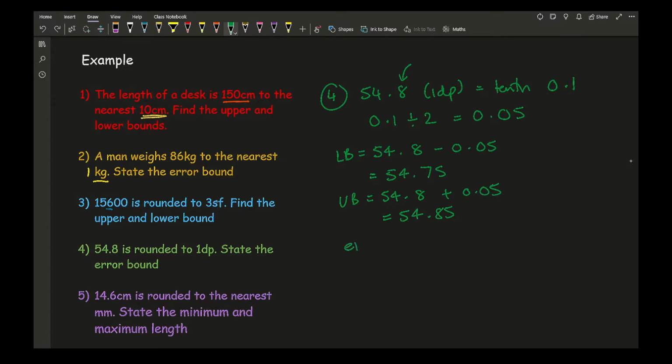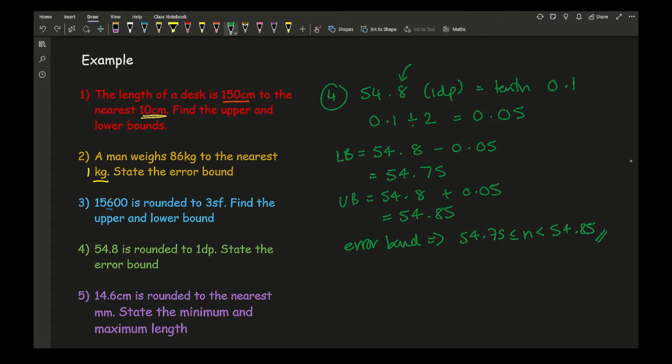So here my error bound is going to be 54.75 is less than or equal to n, let's go for n because it represents number, and I've got my upper value, which was 54.85, and there is my final answer.